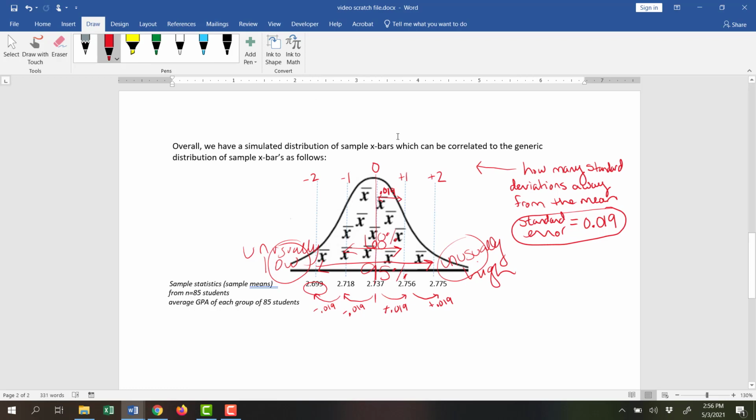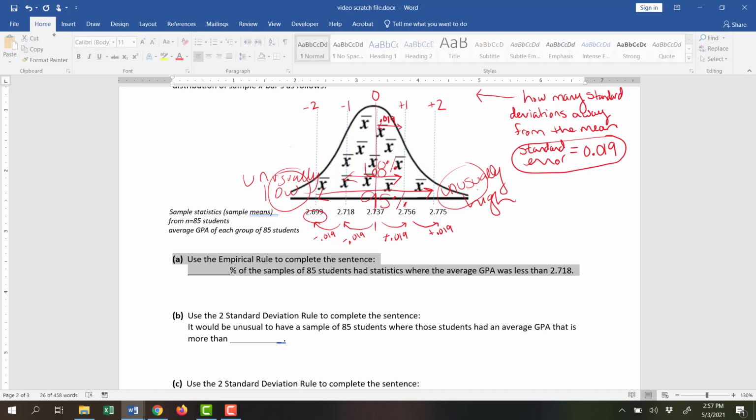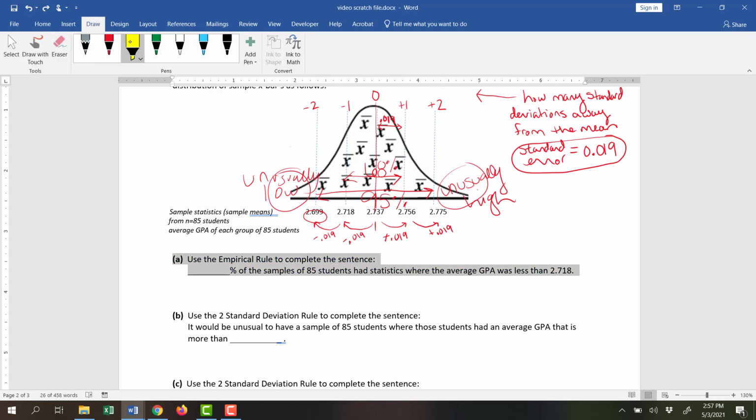Now that we have our label drawing, let's answer the questions. The first question asks us to use the empirical rule to finish the sentence. Blank percent of samples of 85 students had statistics where the average GPA was less than 2.718. Less than 2.718. So that would be statistics that fall here in this circled blue region, below 2.718.